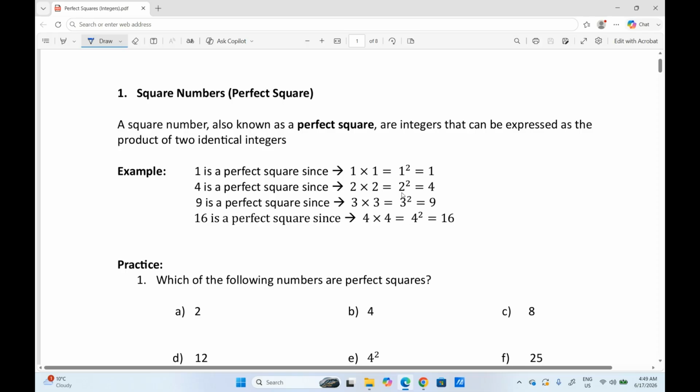And notice here, I wrote 4 times 4 as 4 with an exponent of 2. This exponent of 2 just tells me that I'm multiplying my number by itself twice. We also call these square numbers.